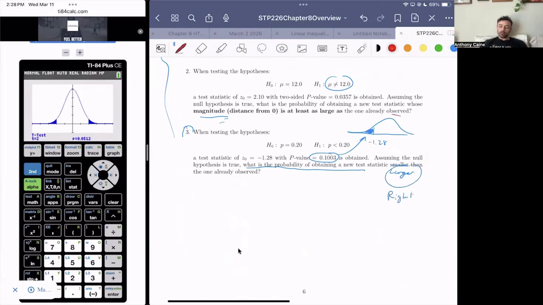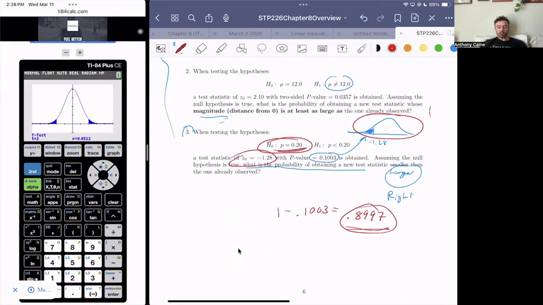Well, the total area under the curve is 1. So 1 minus 0.1003 is 0.8997. It seems reasonable. Then that would be the answer. So it's very likely. Look, if the true proportion is 20% and you got something less than 20%, that's not very common because the true proportion is 20%, assuming the null hypothesis is true. Okay? So this is not common. So it would be a bigger p-value to get a larger thing than what you got.